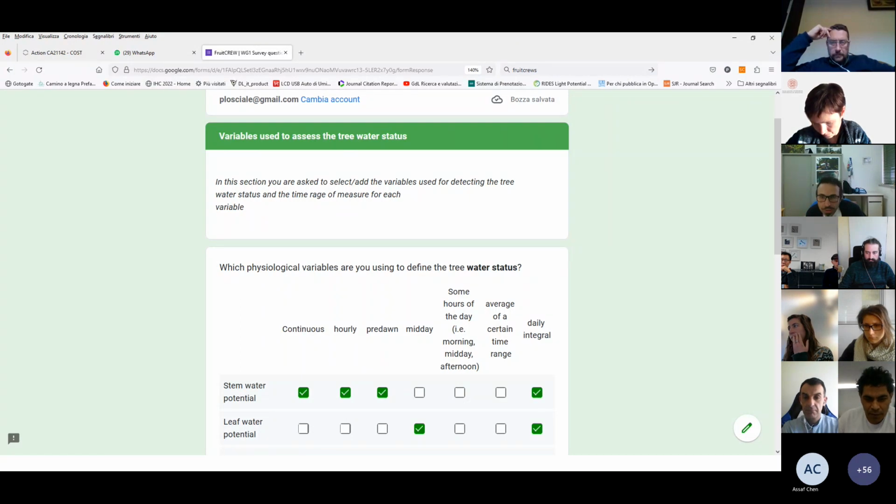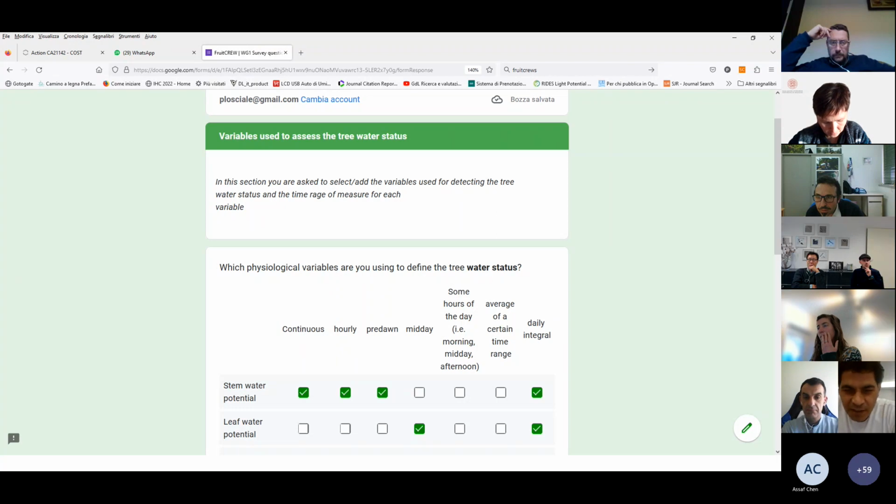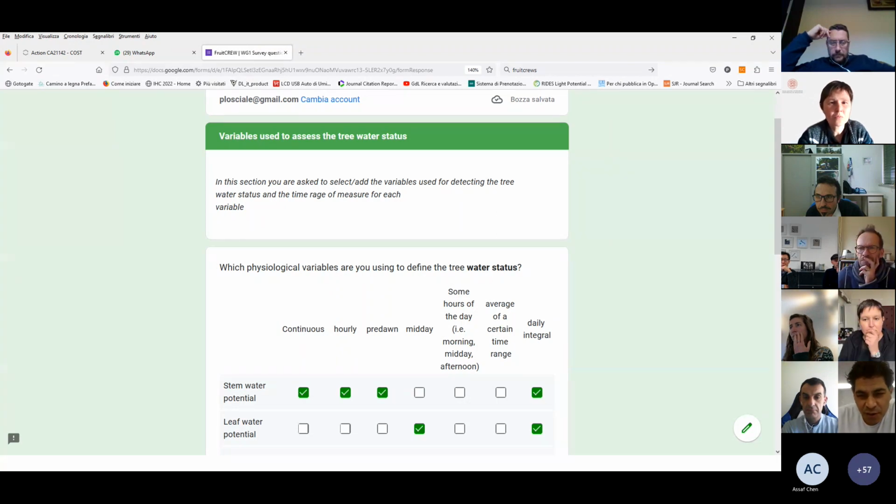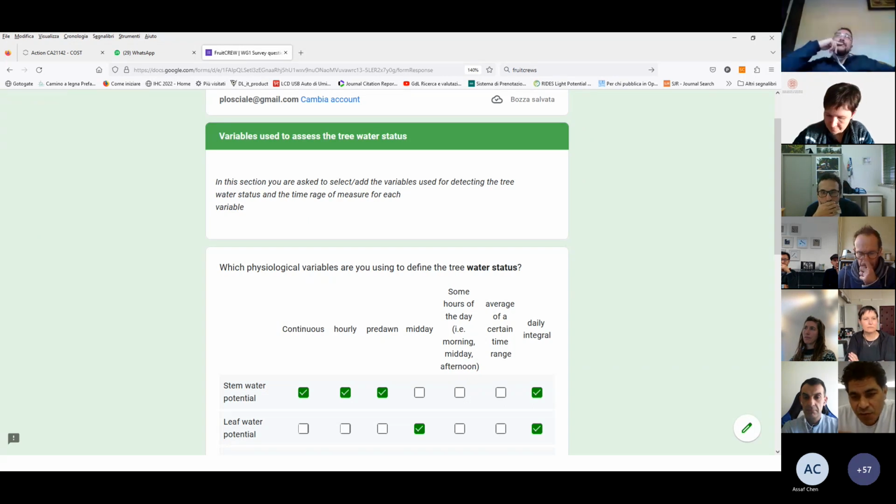Please, Buran. Yes, hi everyone. Thank you for the good presentation, Pasquale. And I would like to ask about the rootstock options. Could we add them to the questionnaire, because the interaction of the species and the rootstocks is very important for drought resistance? What kind of rootstocks, for example, we will use? I think this is an important factor for resistance.